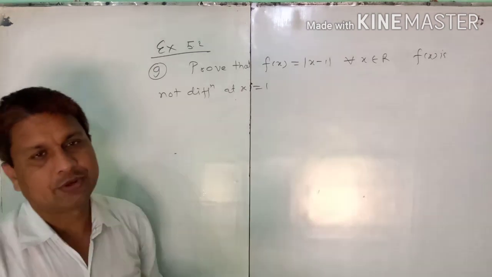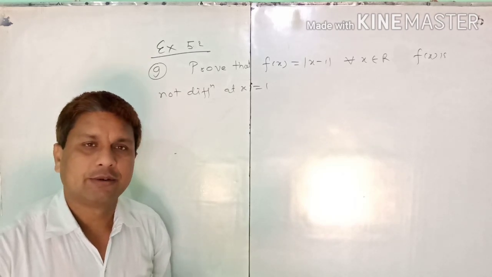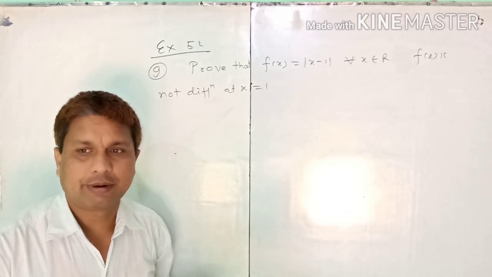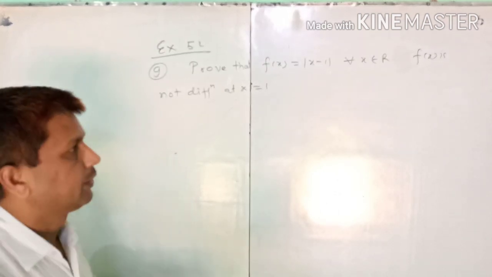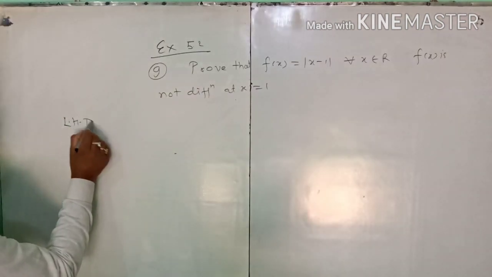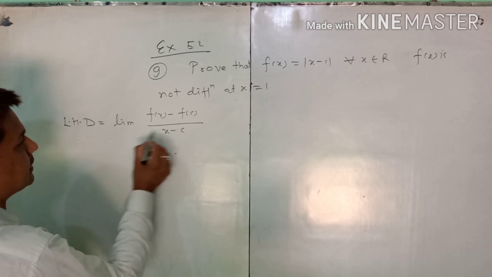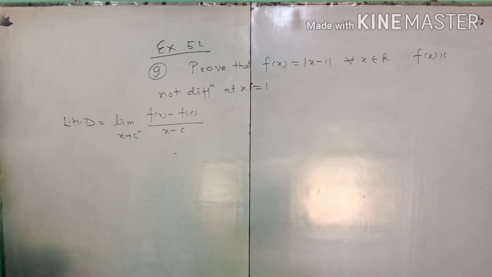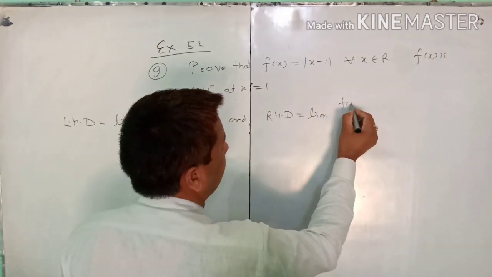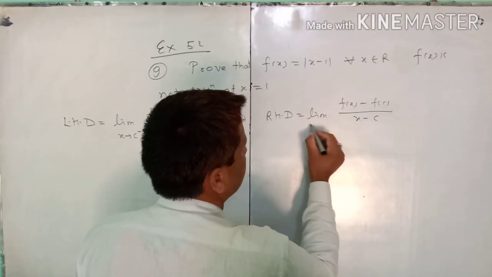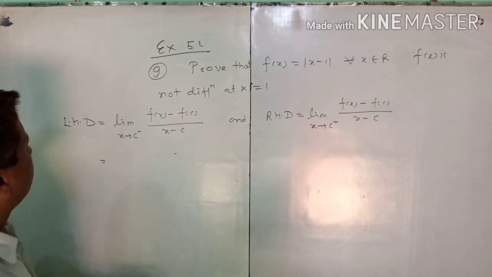So how do we check the differentiability of any function at any point? First of all, find the left hand derivative at that point, then find the right hand derivative at that point. If the left hand derivative is equal to the right hand derivative, it means the function is differentiable at that point. So first find the left hand derivative: limit of (f(x) - f(c)) divided by (x - c) as x tends to c negative, and the right hand derivative is equal to the limit of (f(x) - f(c)) upon (x - c) as x tends to c positive.